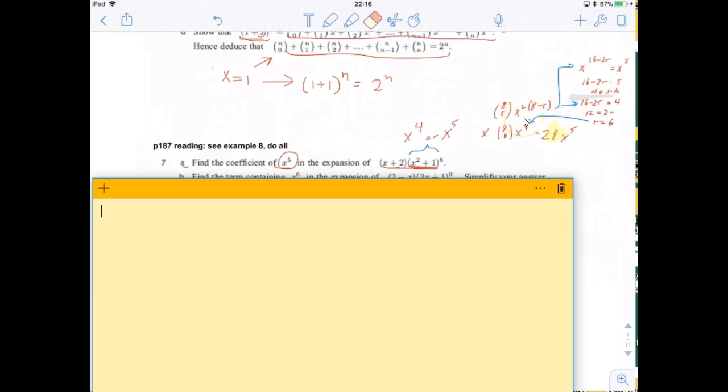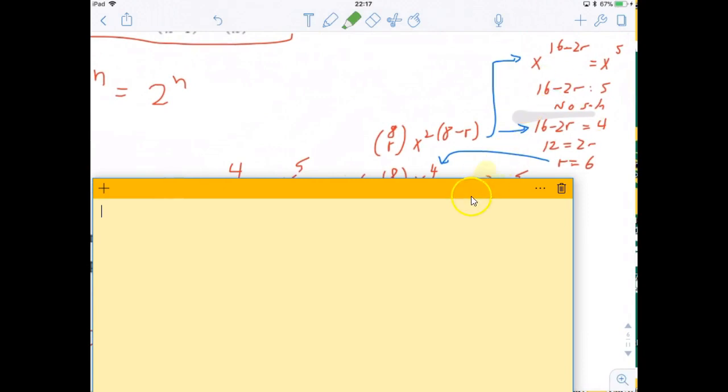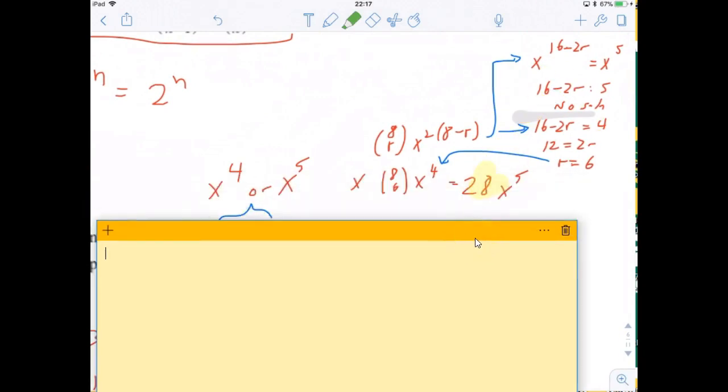Now we've got this general term expression. When does this general term expression have x to the fourth or x to the fifth? Let's do x to the fifth first. So we're going to take this expression here and set it equal to x to the fifth. Do you notice how we just took the x part of it? So I'm just going to color that in green. So the x part of it is here. So I'm going to set the x part of it equal to x to the fifth.